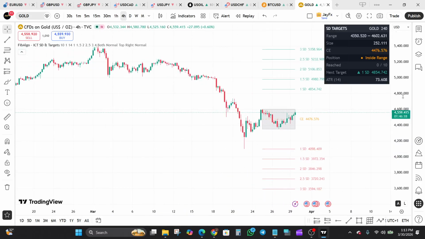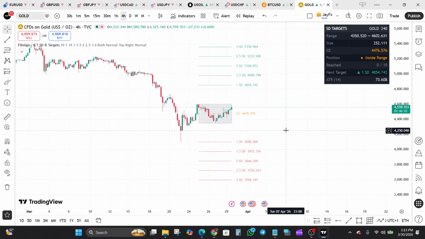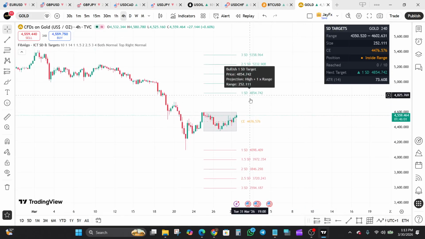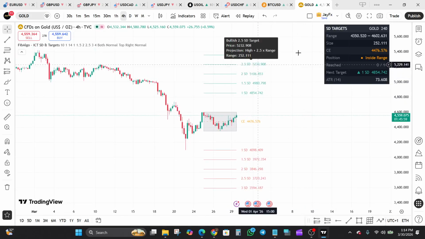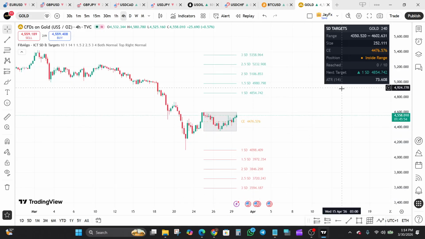Okay, so if you are using this particular indicator, the Fibago ICT standard deviation and targets, this is just an example, right? Just this indicator just for some explanations. So you will notice that it helps to identify several standard deviation points, or 1SD, 1.5, 2, 2.5, 3, both to the upside and to the downside. And then we have this CE here, and then you can see this dashboard also showing a range, showing size, and all of this information, including the ATR.